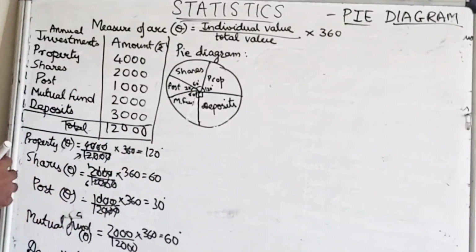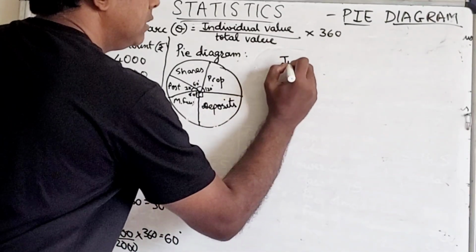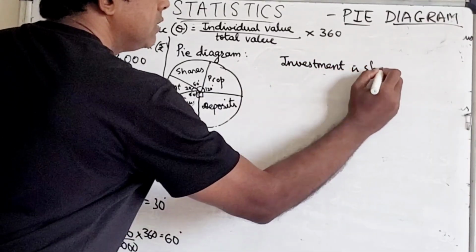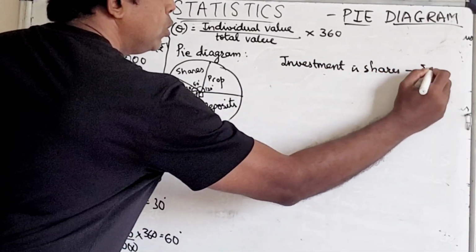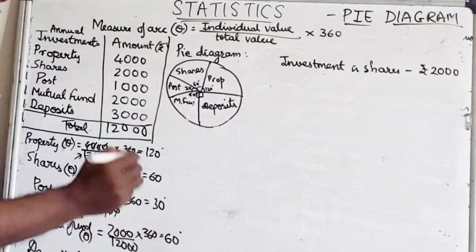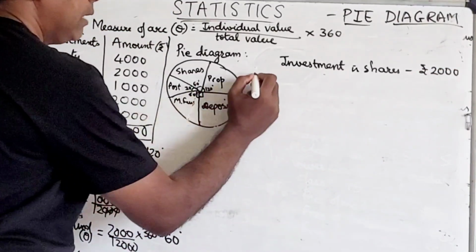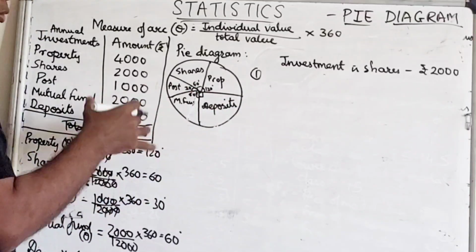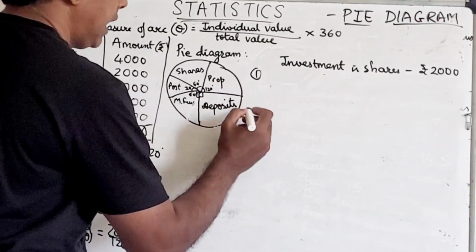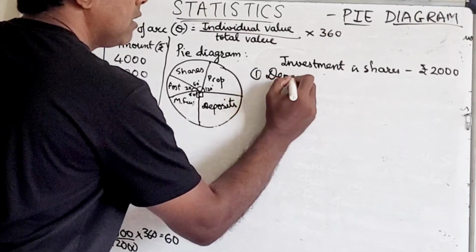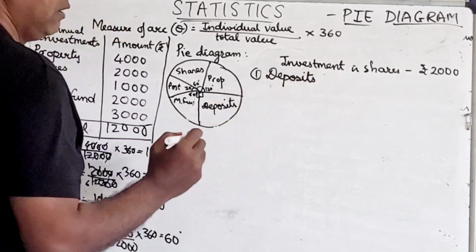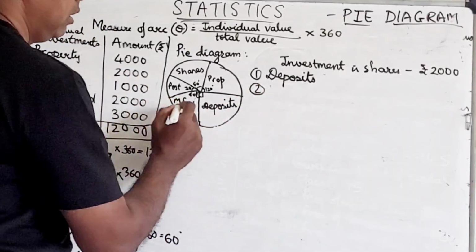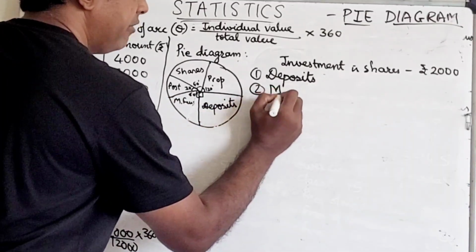Suppose I say that the investment in shares is rupees 2,000. Now I ask you 3 questions, and with the help of these 3 questions we are going to sum up how to solve this. Suppose I have been asked, find out the deposits, and second, find out how much you have invested in mutual funds.